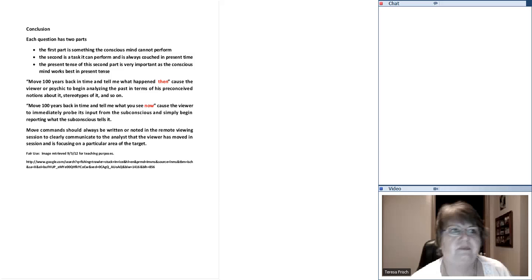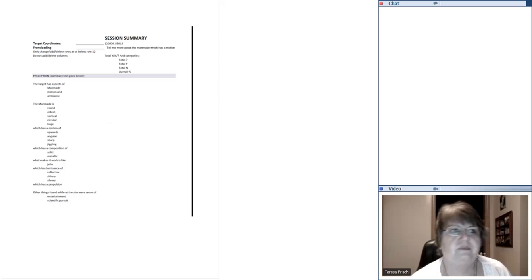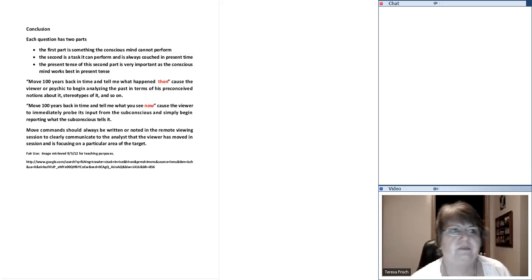And so the idea for these is to interact with the target, and the conscious mind can't move in time and all that, but the subconscious does it very easily. So let the subconscious do its job, and then the conscious mind, you just describe what's going on or the result of what you're doing and so on, but in present tense.